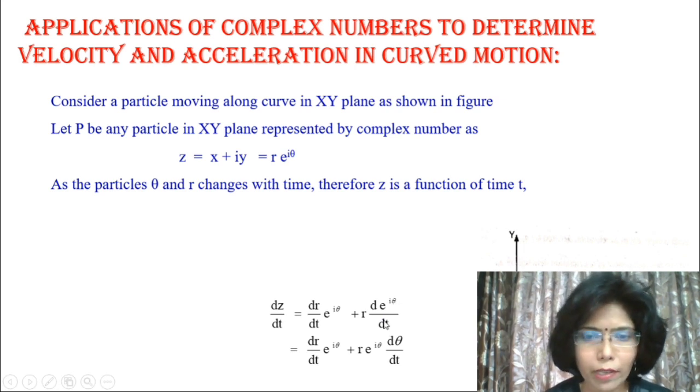Okay, just try to understand, friends. Again now, dr by dt into e raised to i theta as it is, plus r. Now we have to differentiate this e raised to i theta with respect to t. So it will be e raised to i theta as it is, and we have to differentiate theta with respect to t, so it is d theta by dt.